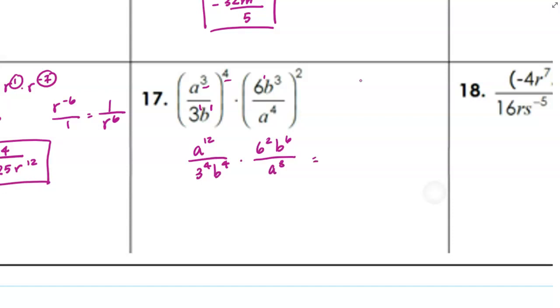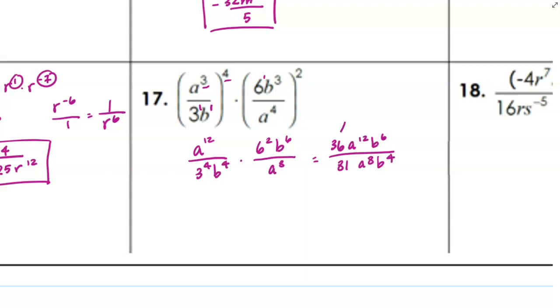Voila. Let's go ahead and make a big fraction. So 6, and then that's going to be 36. 36, a to the 12, b to the 6. 3 times 3 is 9. 9 times 9 is 81. And a to the 8th and b to the 4th.